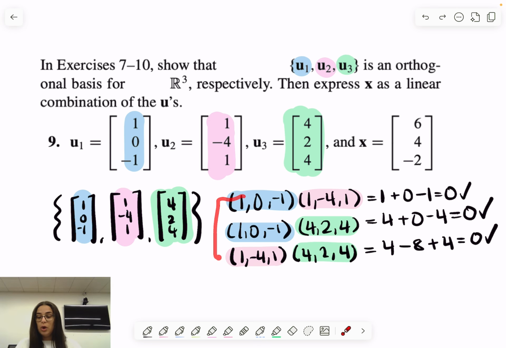So we just went through all of the possible pairs, two different vectors that we could pick from our set, and they're all orthogonal, meaning they're all perpendicular to each other because their inner product is equal to 0. So because all of these are orthogonal with each other, we can say that this is an orthogonal set.